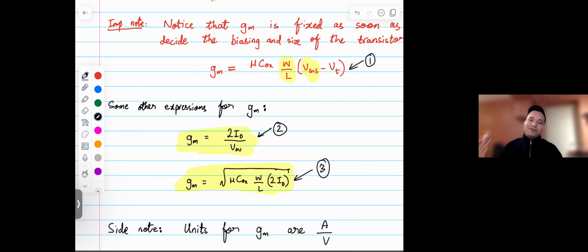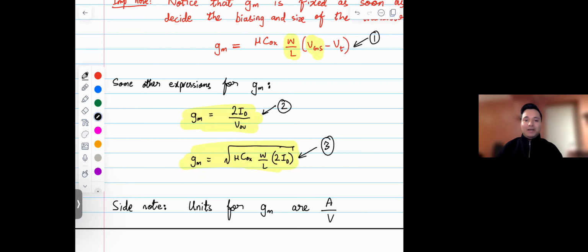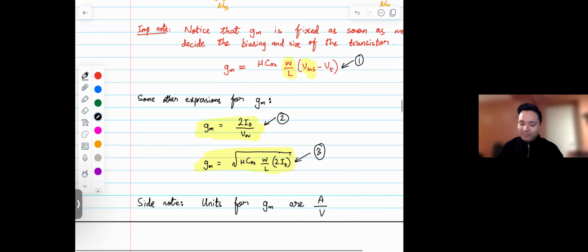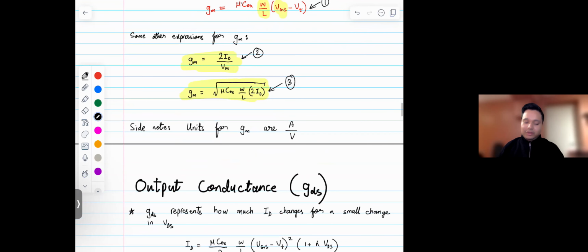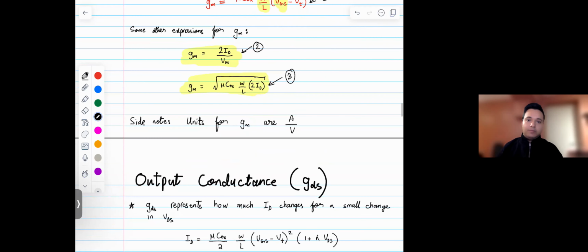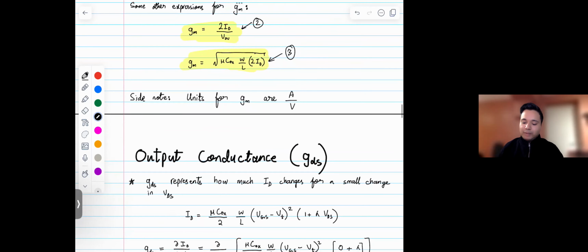Again, as long as you know that GM is how much ID changes for a small change in VGS, you could take the derivative of the saturation equation and arrive at the first expression here. And then once you know the first expression, you can derive the other two. So you don't need to memorize anything as long as you understand what GM actually means. And that's what I'll say about GM. One side note here is the units for the transconductance, or the GM of the transistor, is amperes per volt.